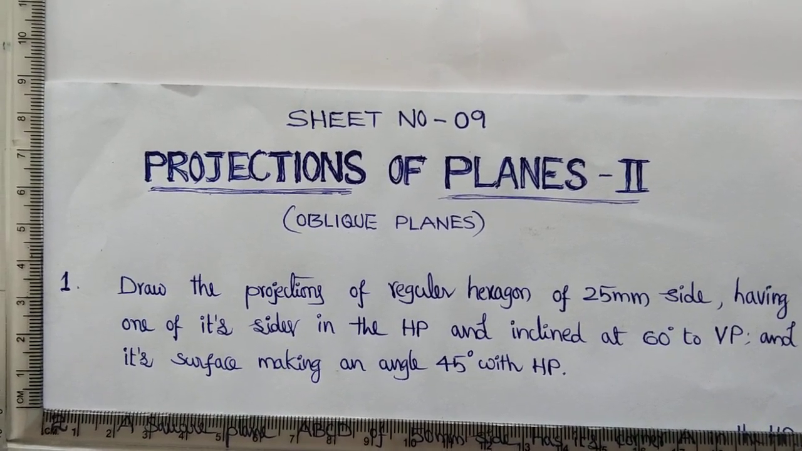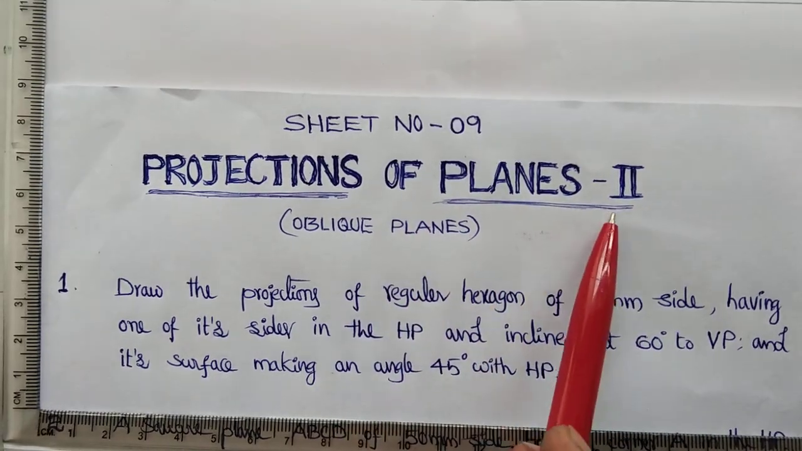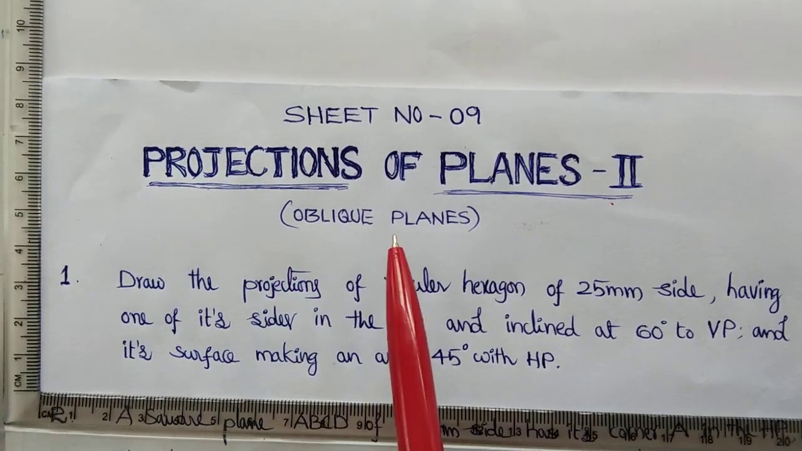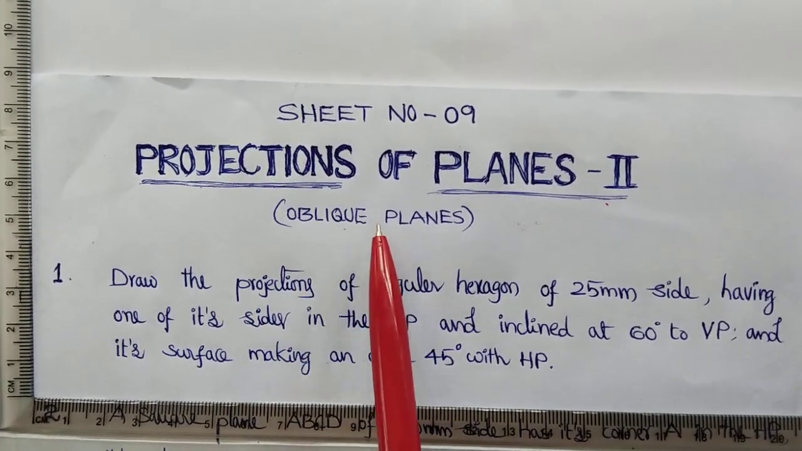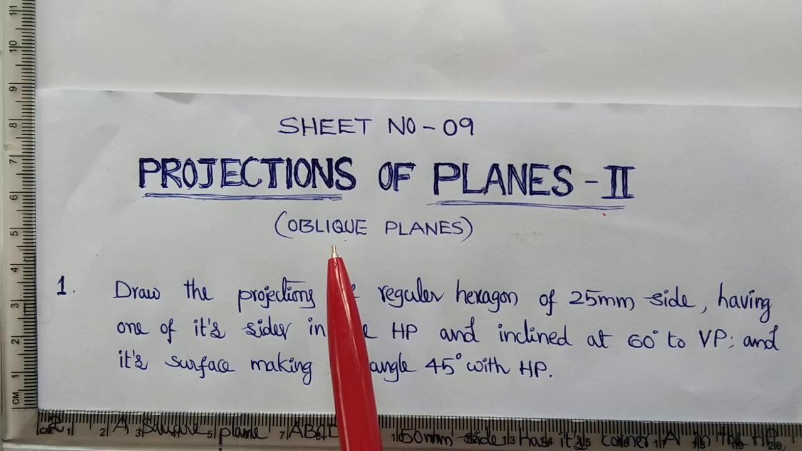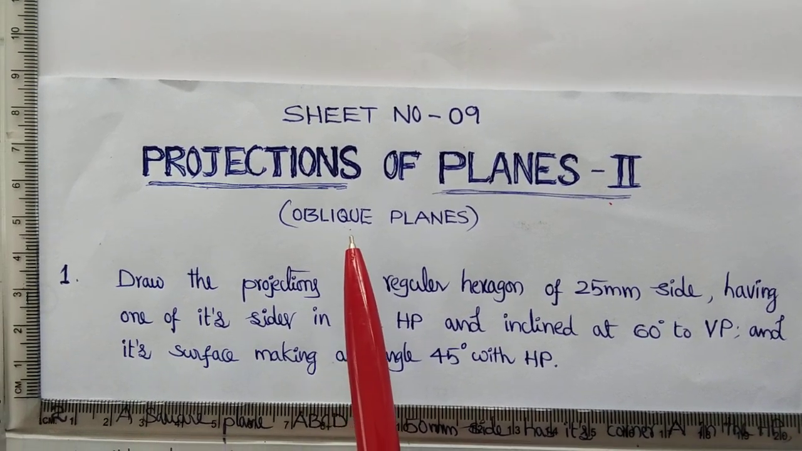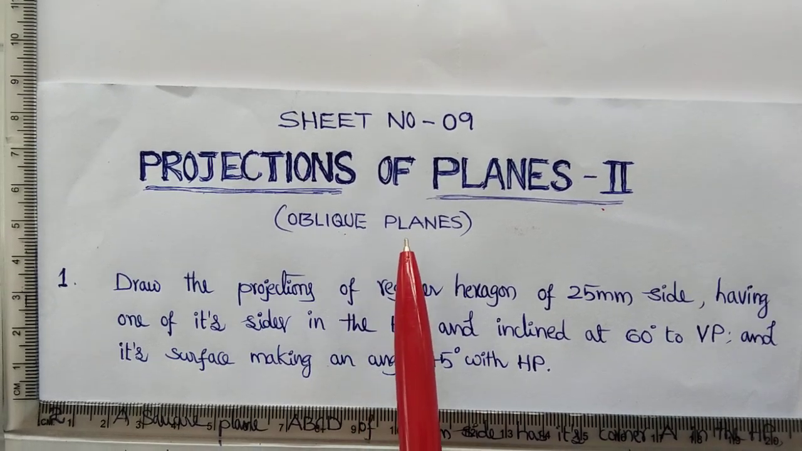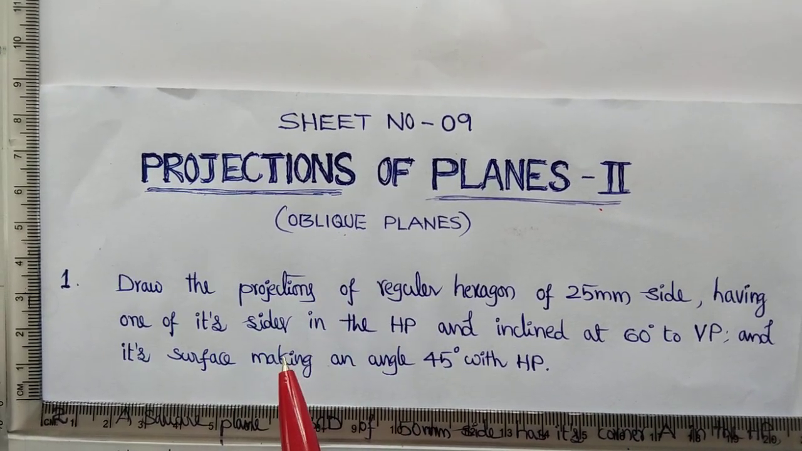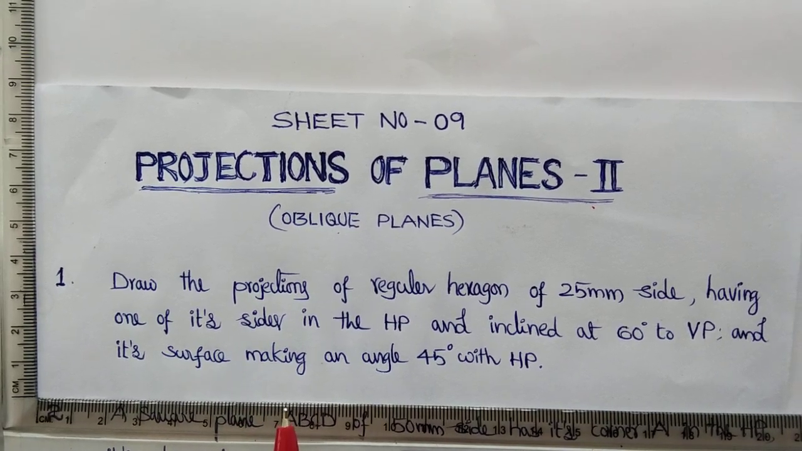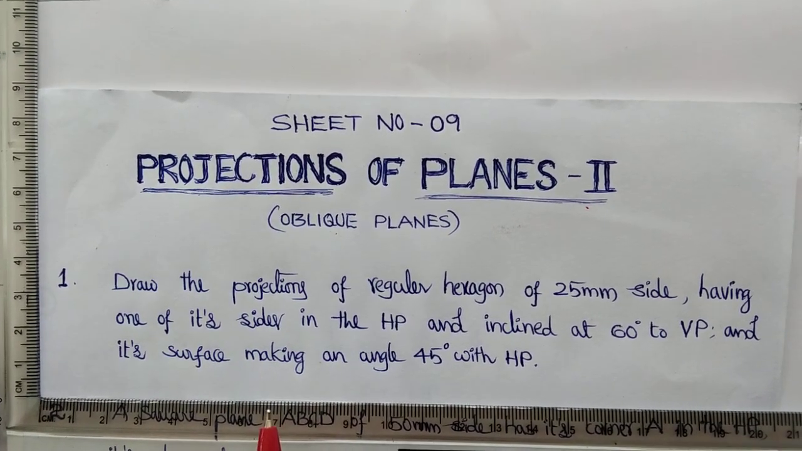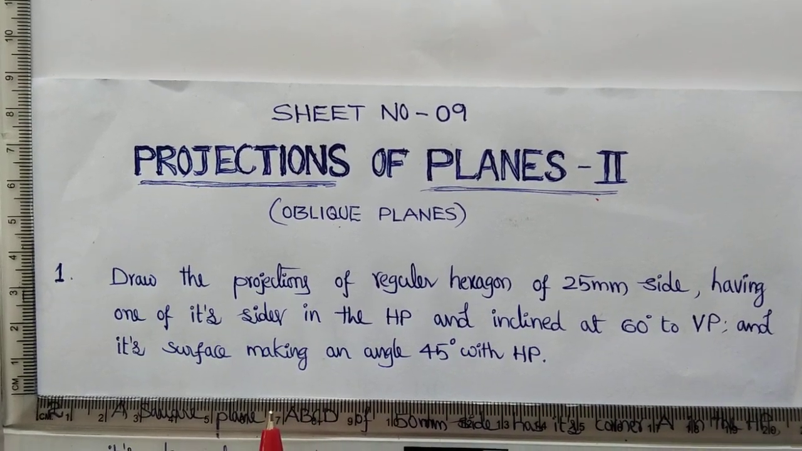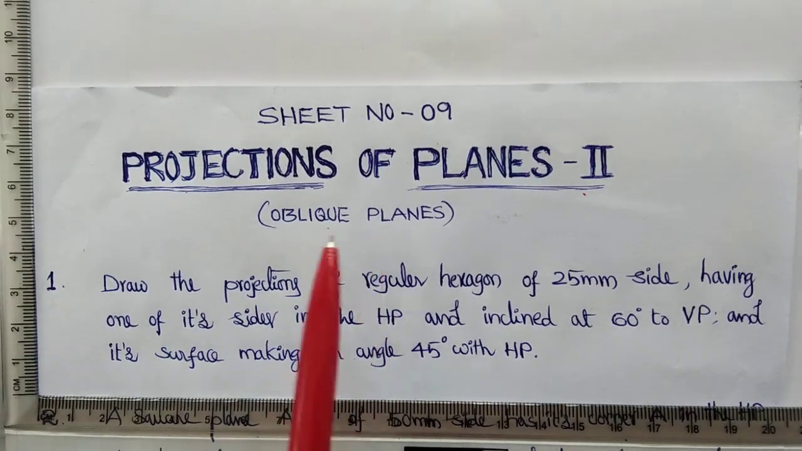In this video lecture I am going to teach you projections of planes 2, and this is sheet number 9, and the concept is oblique planes. Oblique plane means when the plane surface is inclined to both horizontal plane and vertical plane, that plane is called oblique plane. So in this particular sheet problems we will have the inclinations with horizontal plane, similarly with vertical plane. Simply when the plane is inclined to both HP and VP, that is called oblique plane.